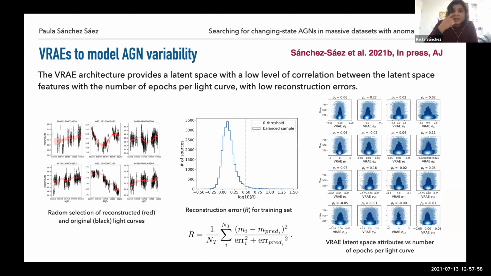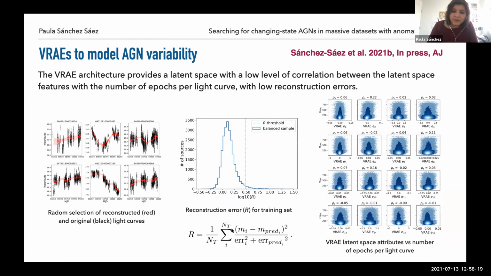So we train the model with this balanced training set. And here you can see some examples of a set of random likers that we selected from data release 5. In black, you have the original likers. In red, you have the predictions. And here you have the reconstruction error for the training set.